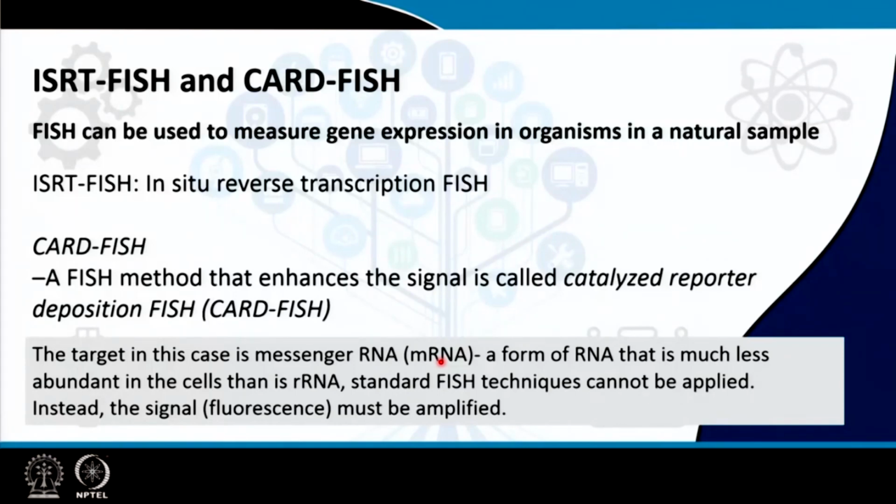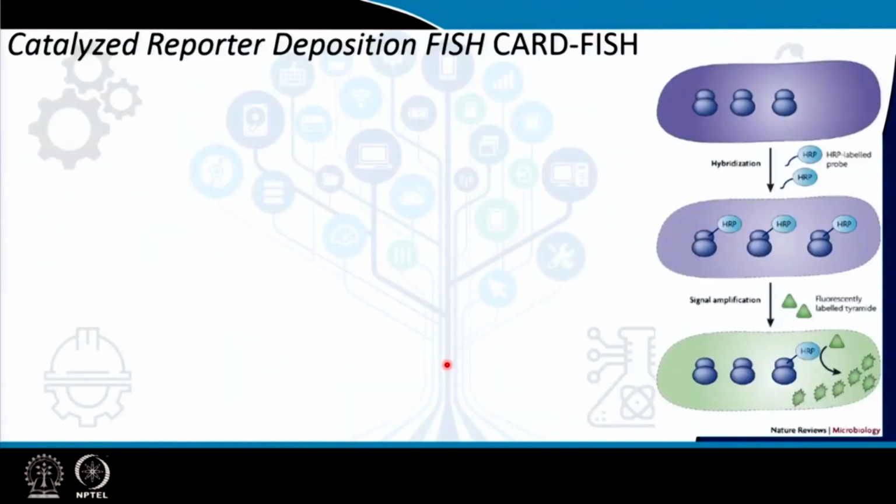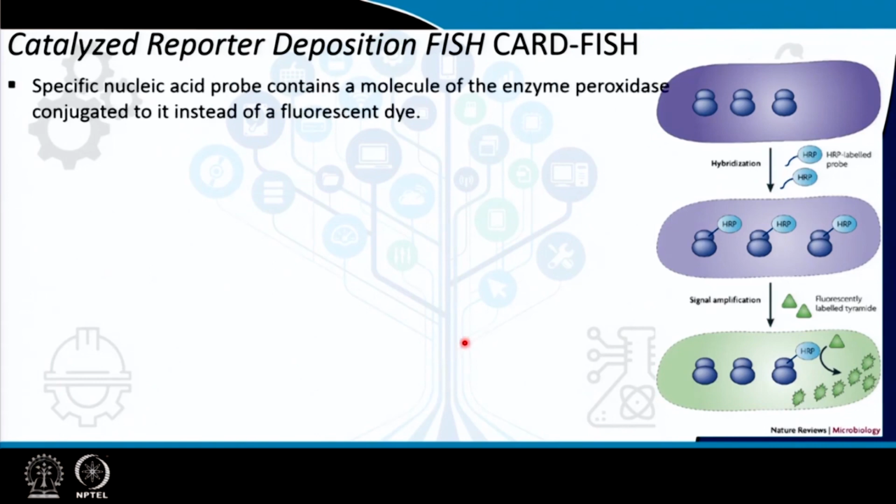So these mRNAs will be relatively lesser in number, and based on the expression level of the particular gene, they may be lower than others. There could be many mRNAs, but the mRNA for your gene of interest could be low. So the standard FISH technique cannot be applied. Instead, this signal amplification kind of technique is used. What we do here is use a probe, but the probe is tagged to an enzyme, a peroxidase enzyme, in this case horseradish peroxidase.